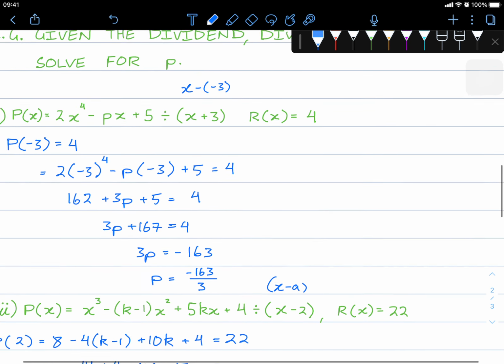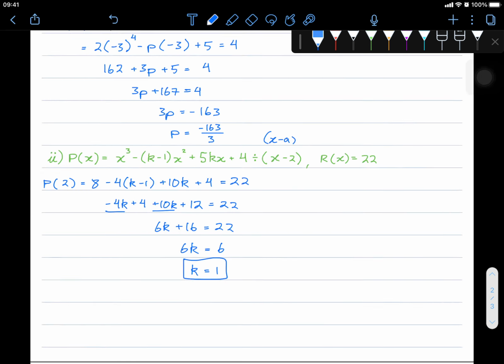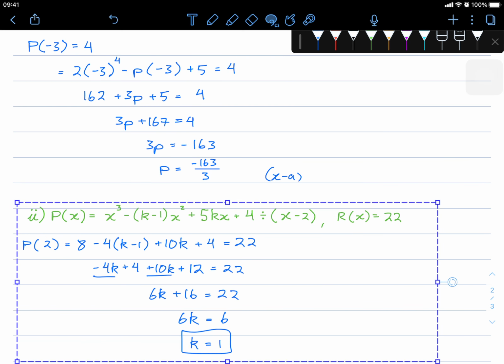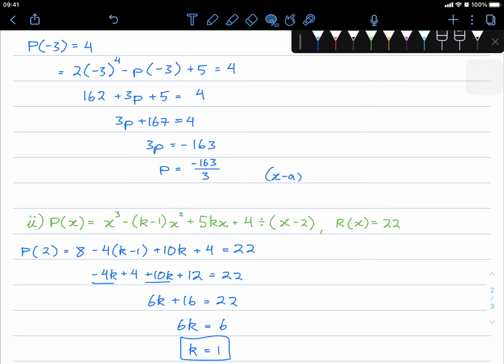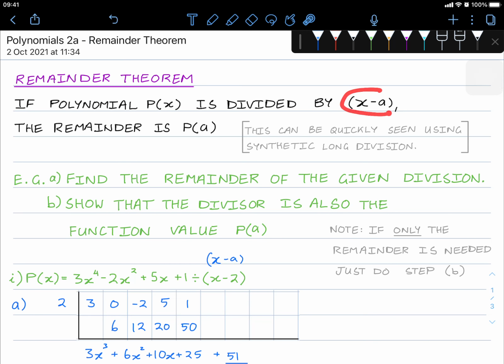I just realized we said solve for p, but we have k here. Regardless of what letters we're using, the idea remains the same. So that is the remainder theorem. Restating it again, when we have a divisor of the form x minus a, the remainder is always going to be the function value of a.